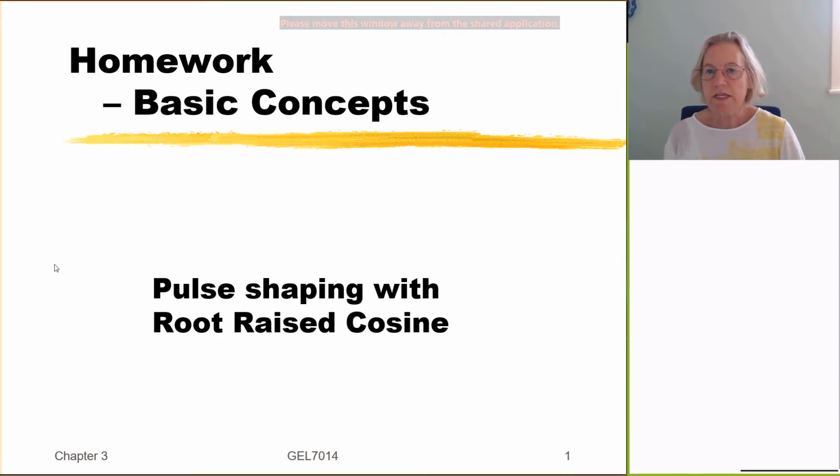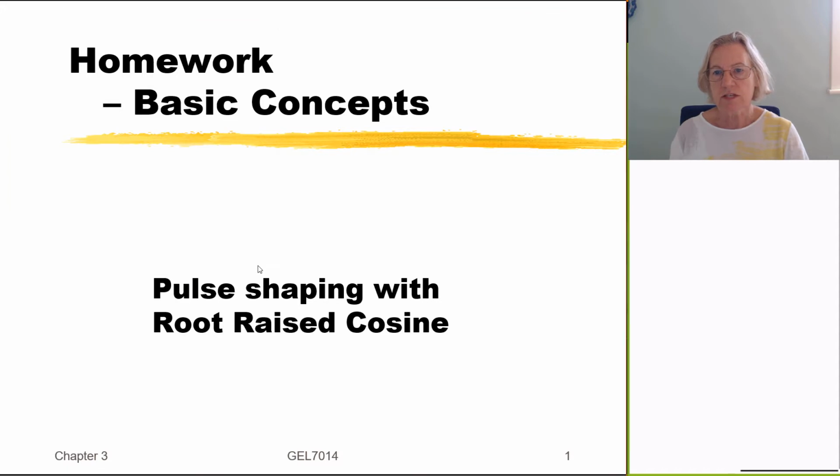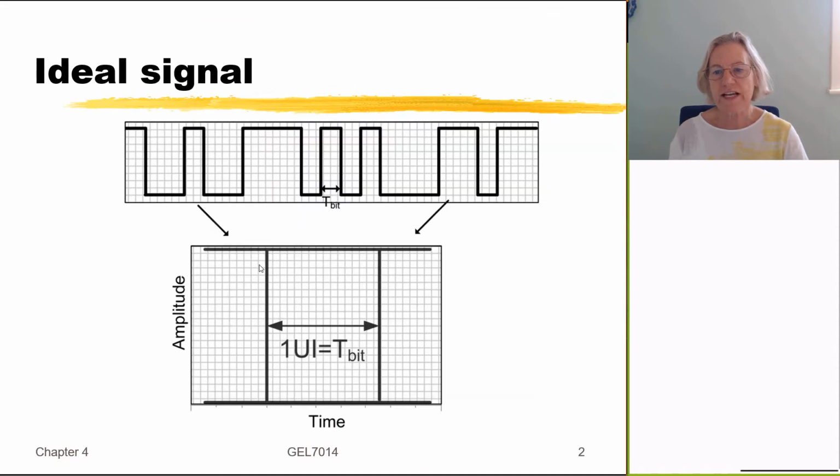The first homework assignment covers a basic concept of pulse shaping with the root raised cosine pulse shape. So I'll start by giving you an overview of the assignment, and then I'll be taking you through the software. So first, we'll start with what is an ideal signal.